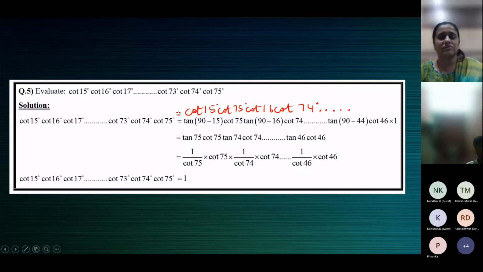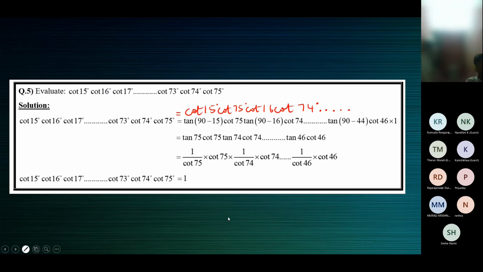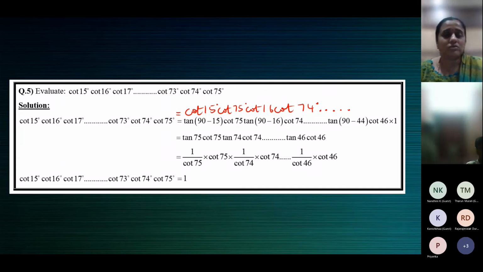Similarly, here in this question, I'm grouping the first angle, the first one. We'll wind up the session with this one, children. Two more minutes. So cot 15 degrees and the last one, cot 75 degrees. We're grouping the first and the last one. And then cot 16 and cot 74, then cot 17 and cot 73. So like that, it will go on.